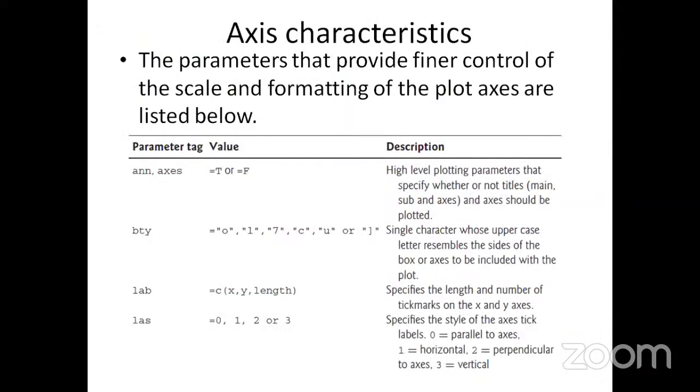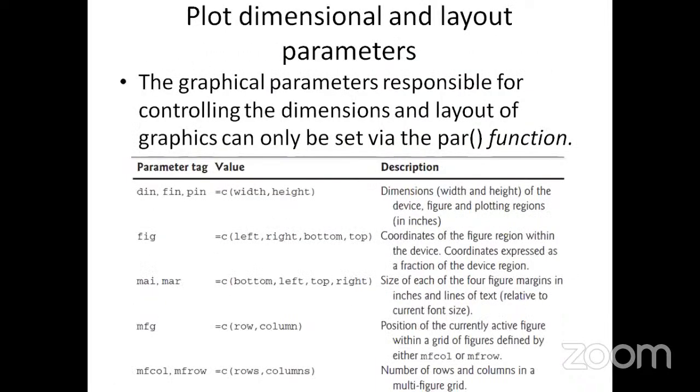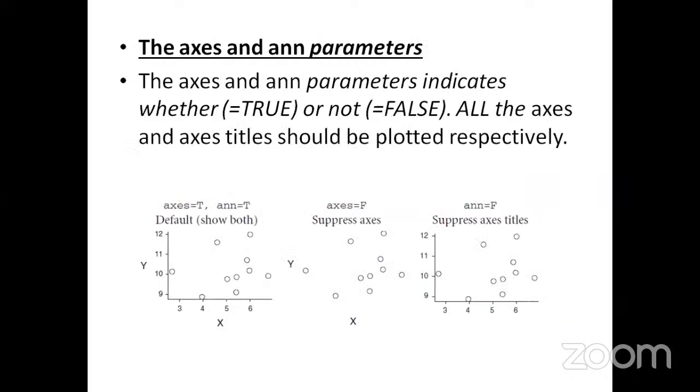Okay, next is the axis characteristics. These are the parameters that provide finer control of the scale and formatting of the plot axis. Plot axis, as you have just seen, and ann. Just now you have seen it, that is a high level plotting parameter that specifies whether or not the title, that is the main, sub or axis, should be plotted. And the axes function, just now you have seen it here. And then x was here. Yes, and the xaxt parameters.